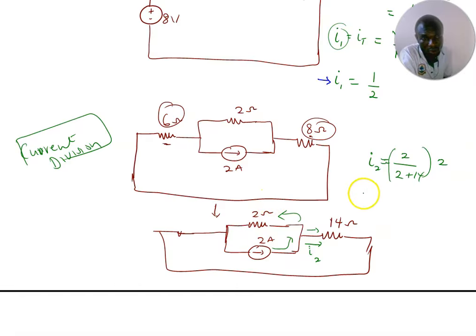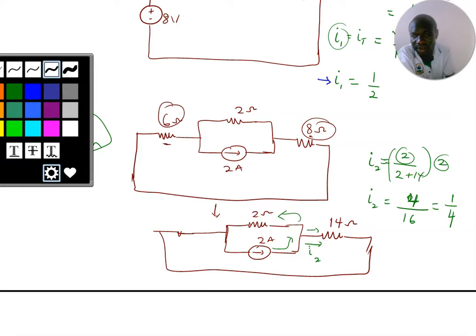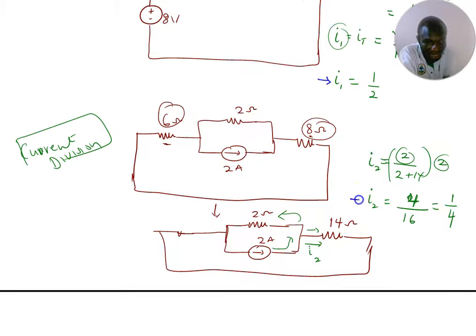Okay, so let's continue. I2 is going to be what? 2 times 2, which is 4. Let me add this straight away. 2 times 2 is 4, all on what? On 16. And this gives 2 plus 14 is 16. So this is going to give us 1 on 4, right? And the current is moving in what direction? In the forward direction, like we saw.